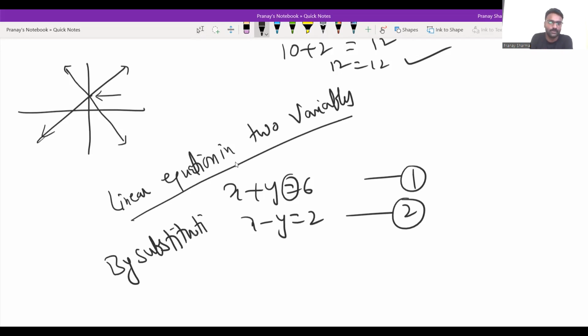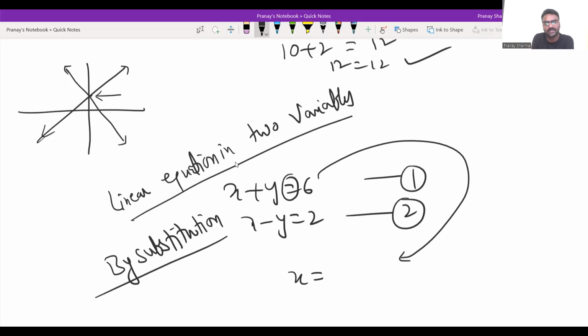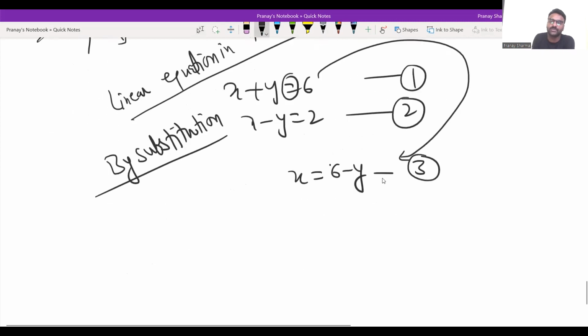Now I will be solving this. I'll be taking help of equation number one. I should be expressing one variable in terms of another, and I'm going to call this another equation. Now you need to substitute the value of equation third in equation 2.